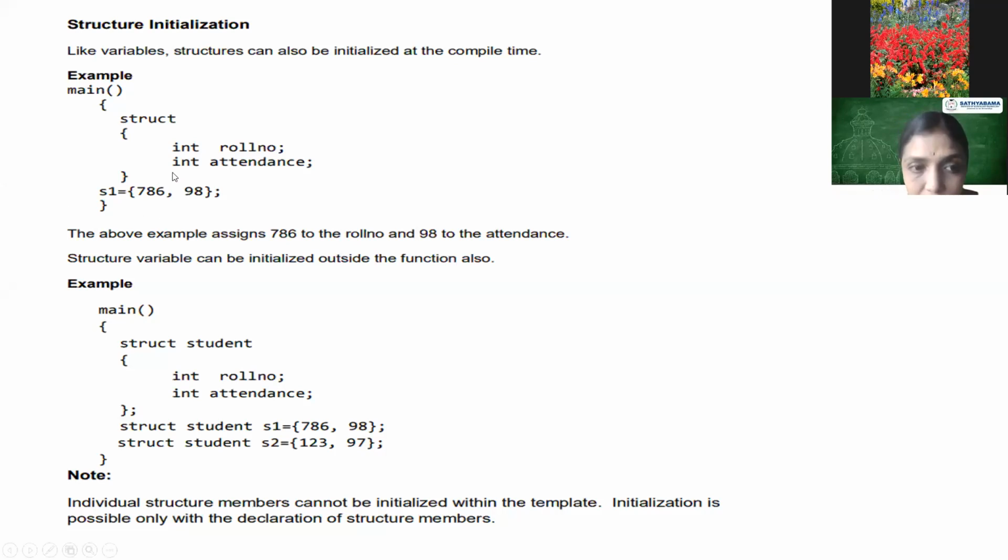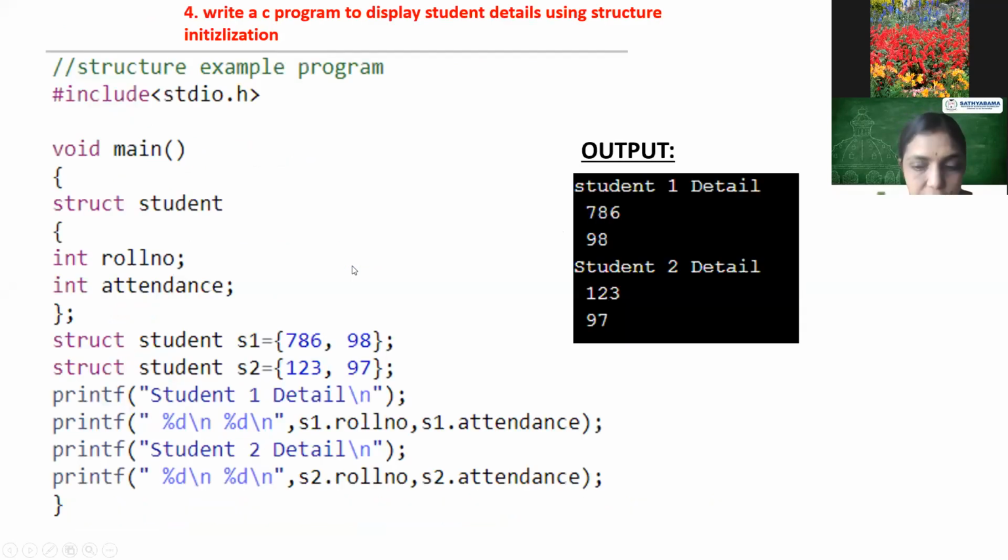Whenever you assign a value to a variable associated with the structure, you should assign values to all the data type members you have declared inside the structure, right? So these are the ways in which we can initialize structures.